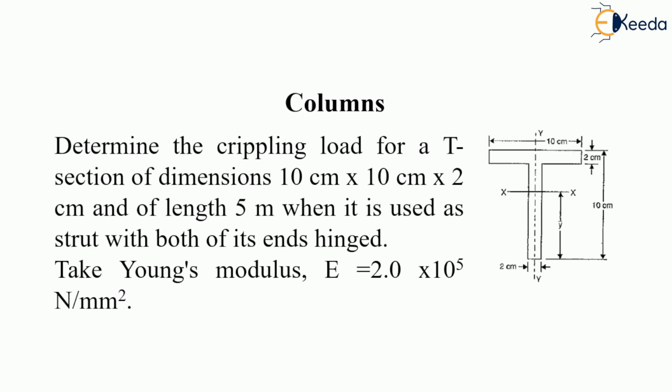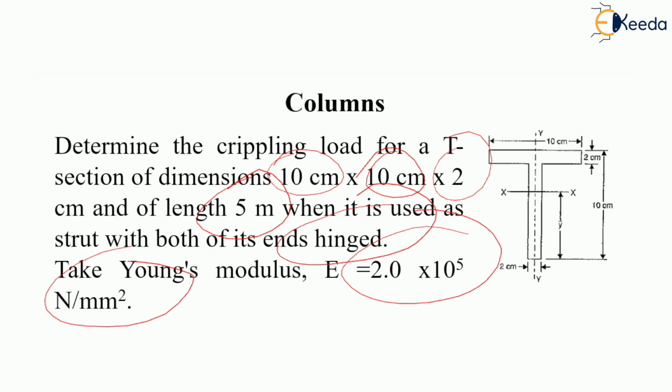So again, this is a question of column with T section. There is a crippling load we have to determine, and the dimensions are 10 centimeter by 10 centimeter by 2 centimeter. The length of the column is 5 meter, and both ends are hinged. Pin joint is there. The modulus of elasticity of the material is 2 multiplied by 10 to the 5 Newton per millimeter square. So what will be the crippling load or Euler's load for this condition? Let us solve this problem.